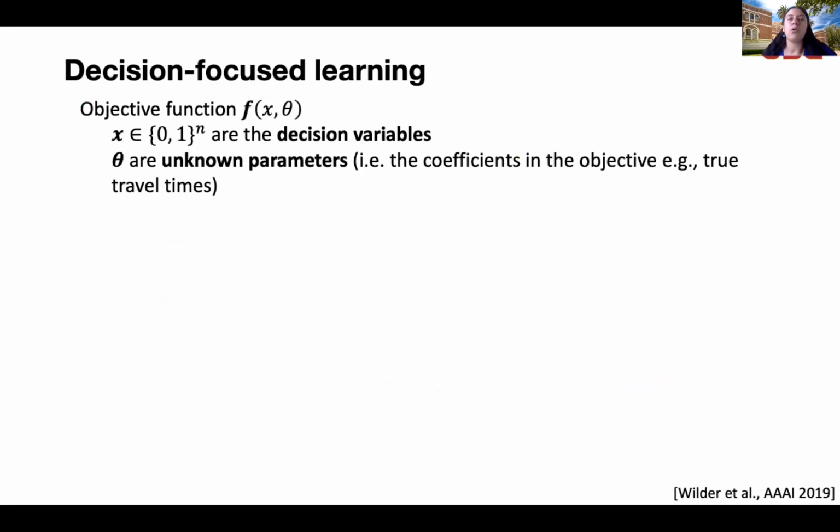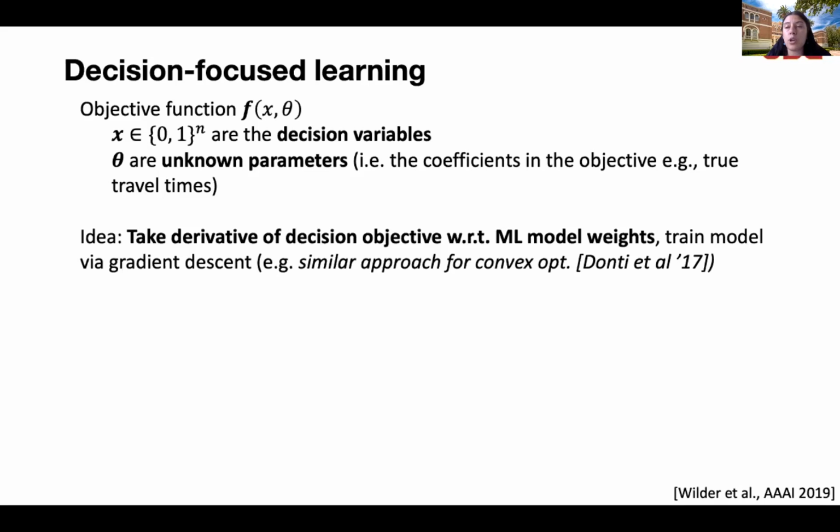Okay, so how can we address this? So we have our decision problem or optimization problem that we need to solve downstream, which will involve some kind of discrete decision variables, and will depend on some unknown parameters, which are the ones we're trying to estimate with our machine learning model. In our work, we focus on these parameters being the coefficients of the objective function. In the example that I gave, this is basically those travel times on each road segment.